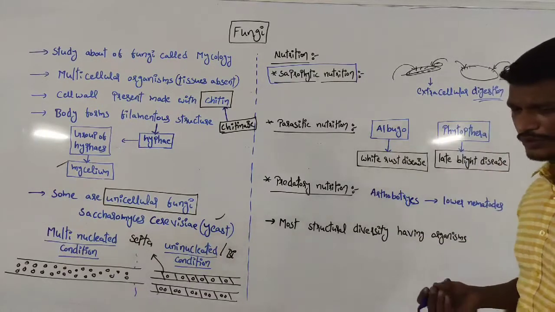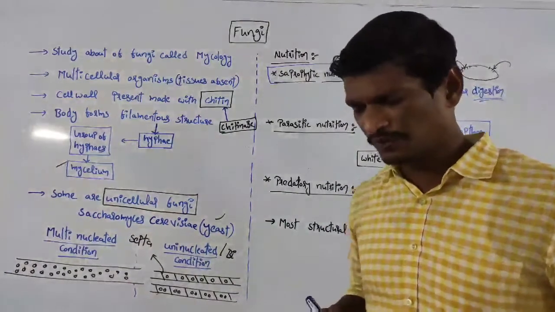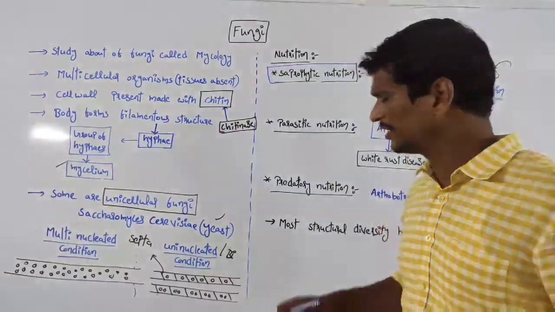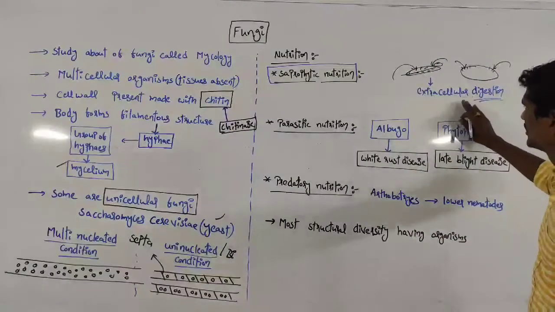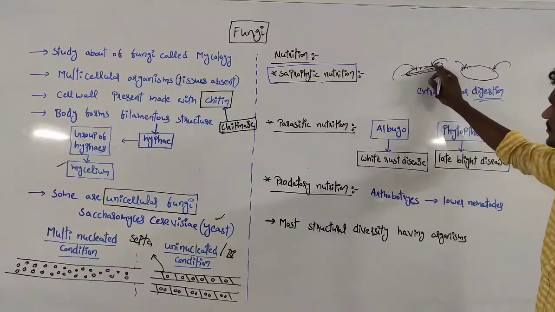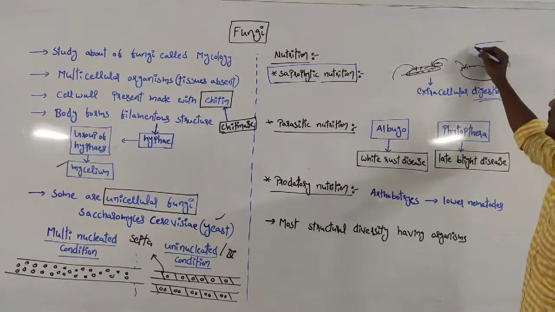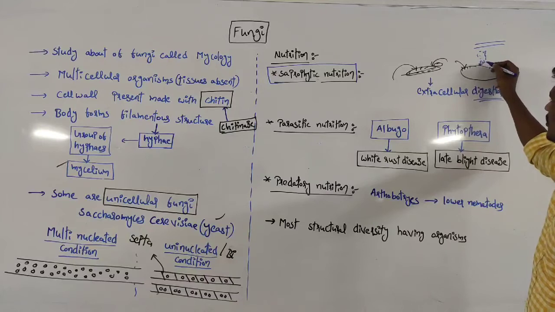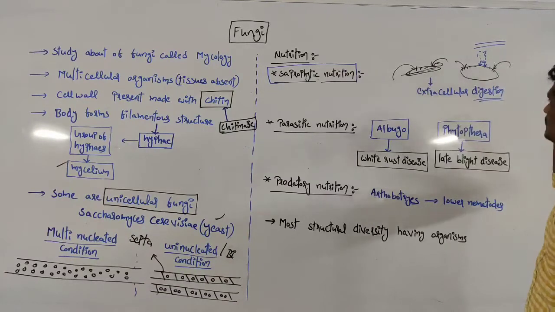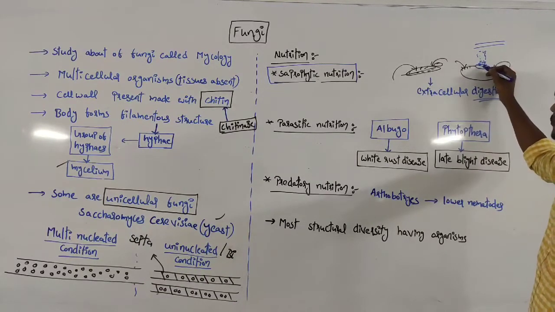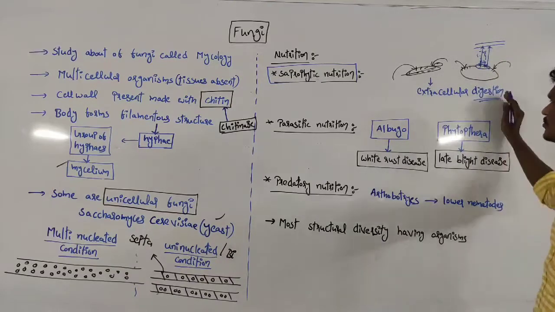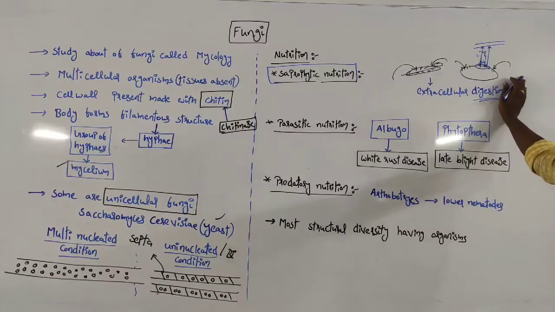Because generally we know we eat the food and the food is digested inside the organism. But here the food is digested outside the organism. The fungus releases enzymes, and these enzymes act on the dead organism, and these parts are digested. Once the digestion takes place, nutrients are absorbed. So this is called extracellular digestion.